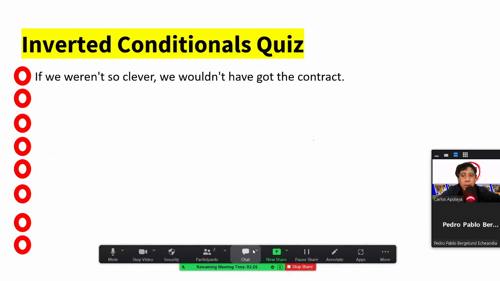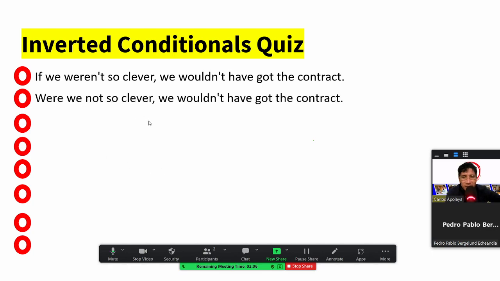Here, if we weren't so clever, we wouldn't have got a contract. This is our fourth conditional. Weren't we? Wait. Were we not so clever? We wouldn't have got the contract. Ah, nice. Were we not so clever?